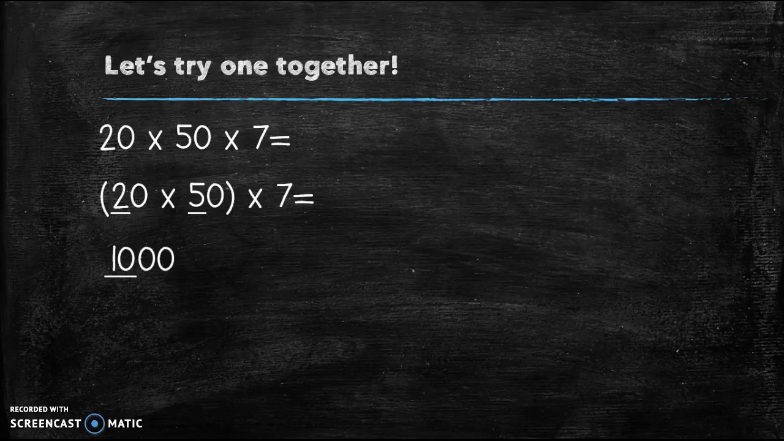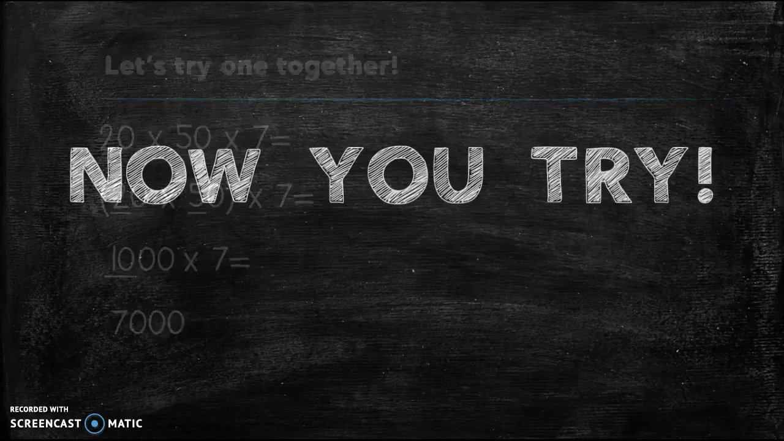So now my problem is 1,000 times 7. And I know that really easily because 7 times 1 is 7, and then I have to add the 3 zeros, which equals 7,000. Maybe you did 50 times 7 and multiplied it by 20. If it worked for you and you could do it in your head and you got 7,000 as an answer, it doesn't matter. Great job.